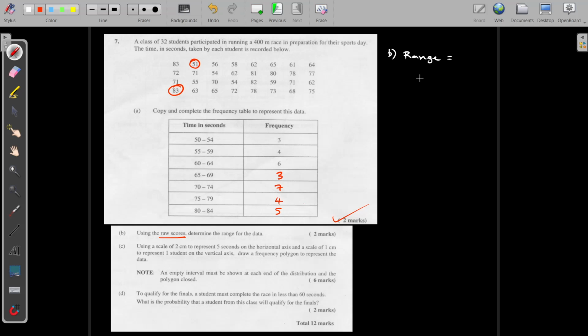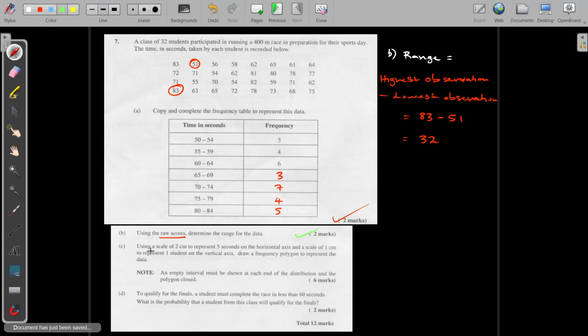So range is equal to highest observation minus lowest observation, so this is going to be 83 minus 51 and that's 32. So the range for this data is 32. That's another free 2 marks.